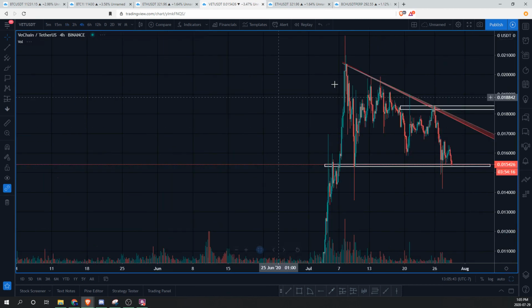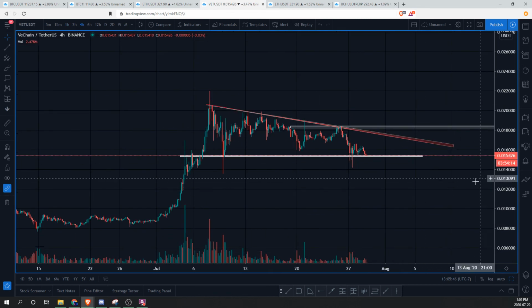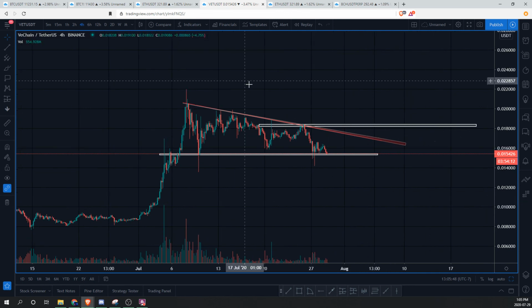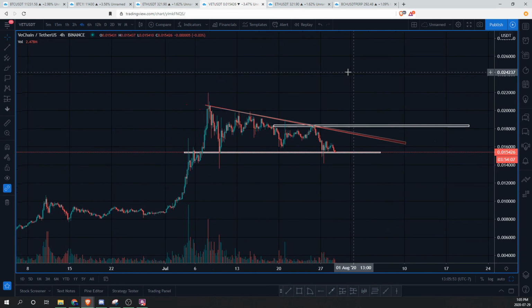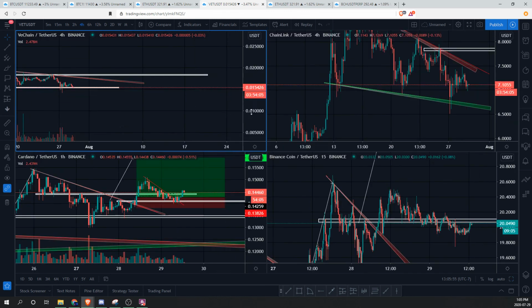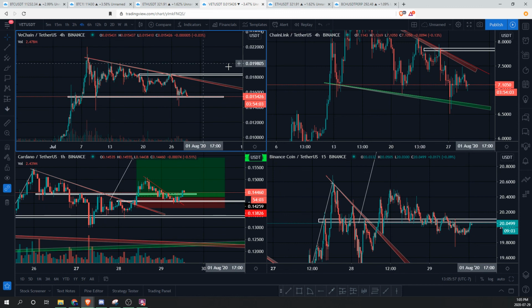VeChain is not really doing much, but we do see a nice descending zone that could play into a possible breakout at a certain point. But right now, we definitely don't see anything that is worth trading in terms of longs, and we're not looking for shorts. Same thing with Chainlink.